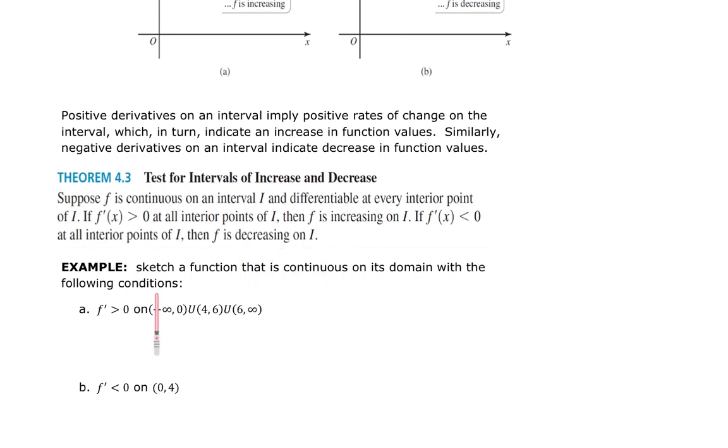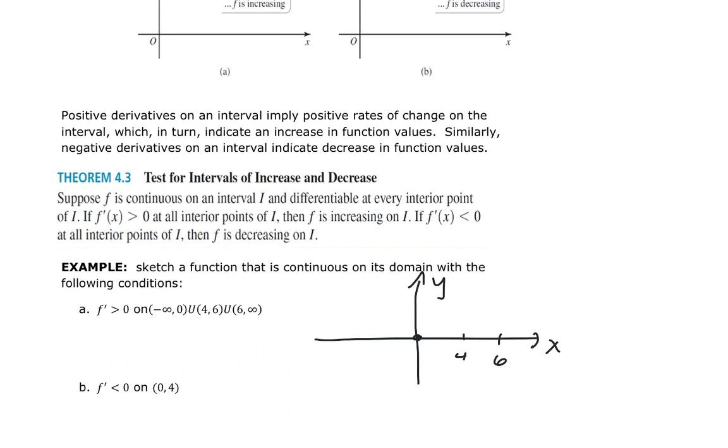We're going to sketch a function that is continuous on its domain with the following conditions. For the first one, we have the derivative is greater than 0 on negative infinity to 0, 4 to 6, and 6 to infinity. So let's just put an xy axis here. Here's y, here's x. From negative infinity to 0, so something's happening at 0, and from 4 to 6, so between 4 and 6. Now, of course, this is not drawn to scale.